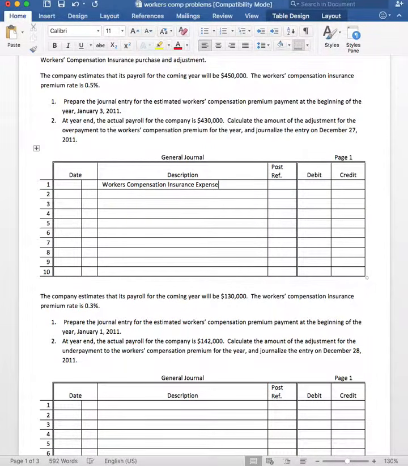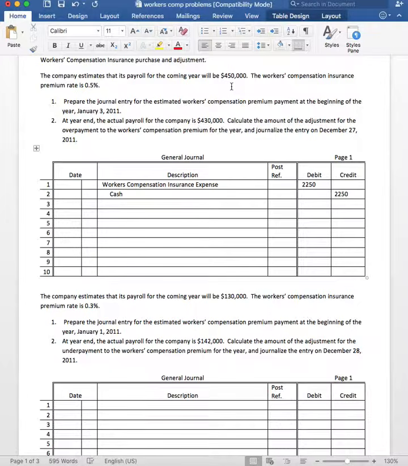It is a workers' compensation insurance expense, and we'll pay for that in cash. The amount? $2,250. Done. We have purchased it. We'd get our dates in there and everything. That covers number one. Now we are covered for the entire year for workers' compensation insurance.